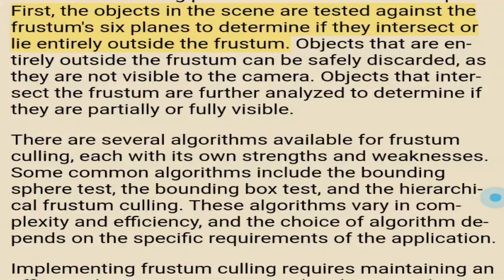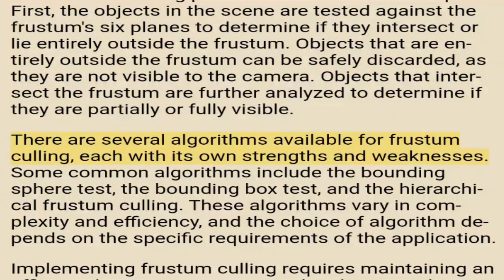First, the objects in the scene are tested against the frustum's 6 planes to determine if they intersect or lie entirely outside the frustum. Objects that are entirely outside the frustum can be safely discarded, as they are not visible to the camera. Objects that intersect the frustum are further analyzed to determine if they are partially or fully visible.